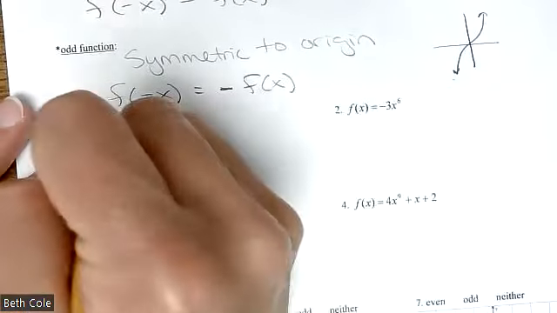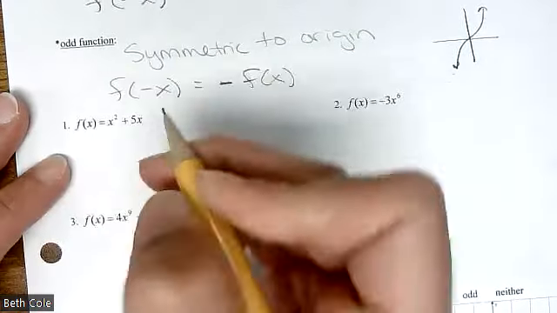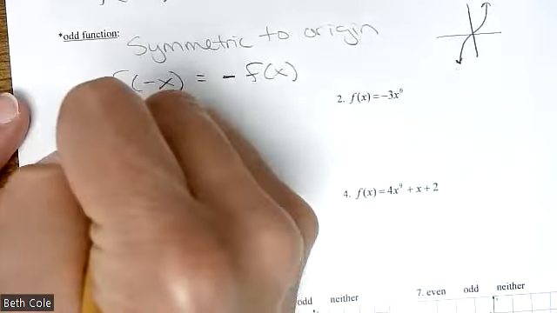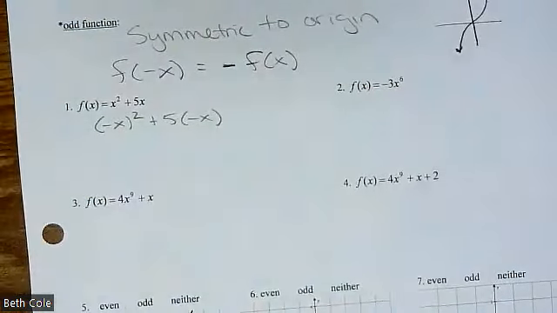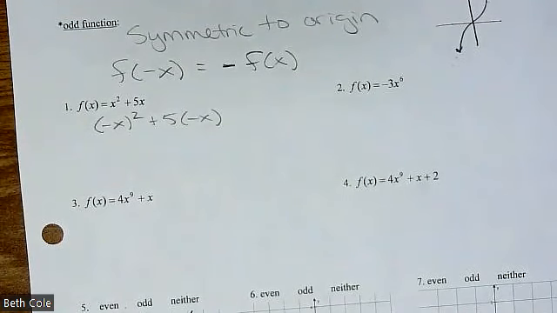All right, so for this one, we're going to plug in negative x. That means everywhere that there is an x, you're going to put a negative x. And I say give it a hug, put parentheses around it. So everywhere that there was an x, you're going to put a negative x. And then you just see what happens.